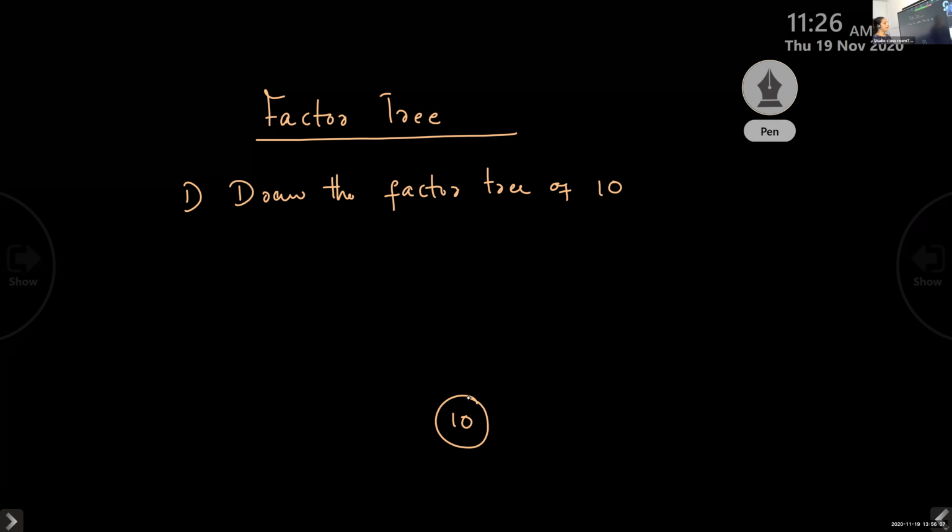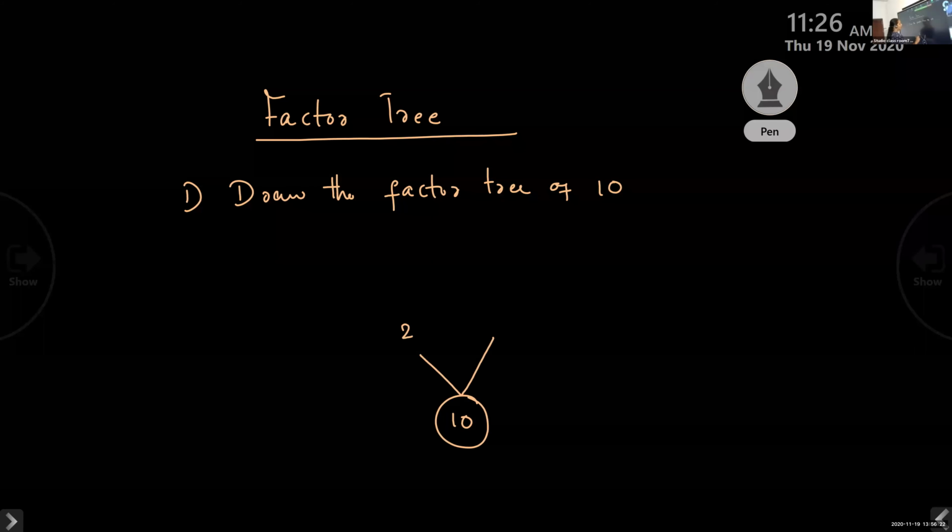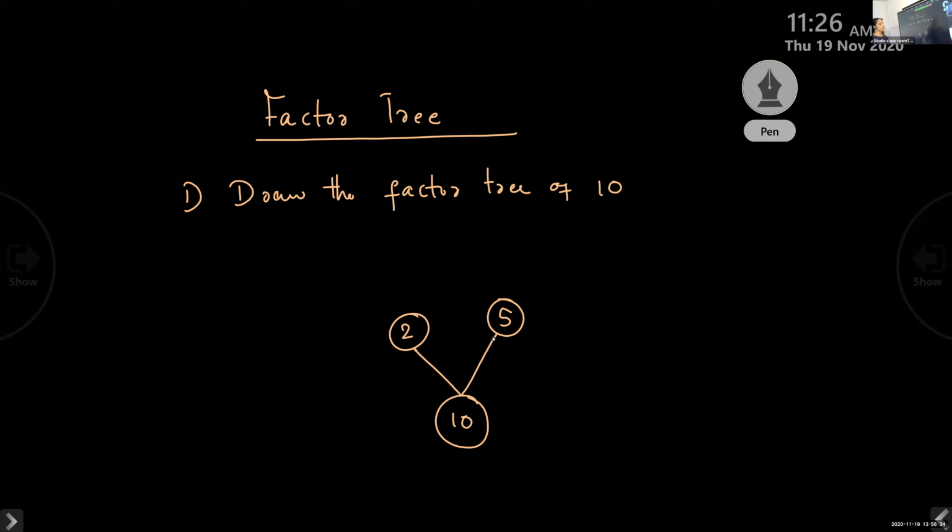And what are the factors of 10, children? 1, 10, 2, 5. Okay, 1, 2, 5. We write only the prime numbers there. 2 and 5. Don't write 1 and 10. We avoid 1 and that number. So this is factor tree. All prime numbers will come as the fruit of the tree, branches and fruit.